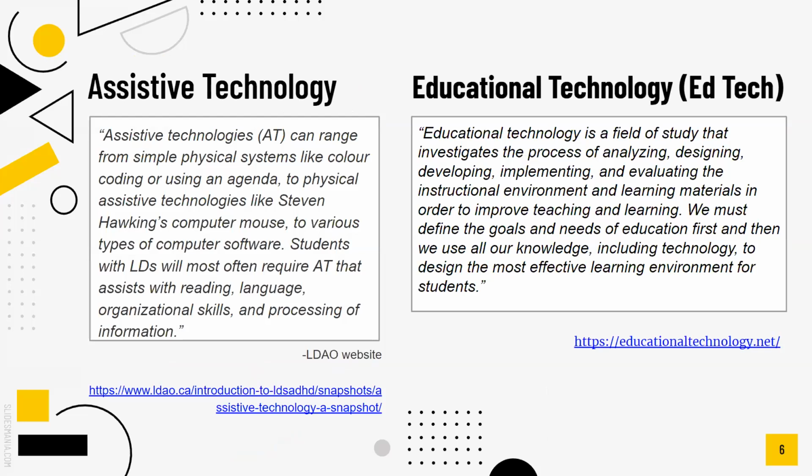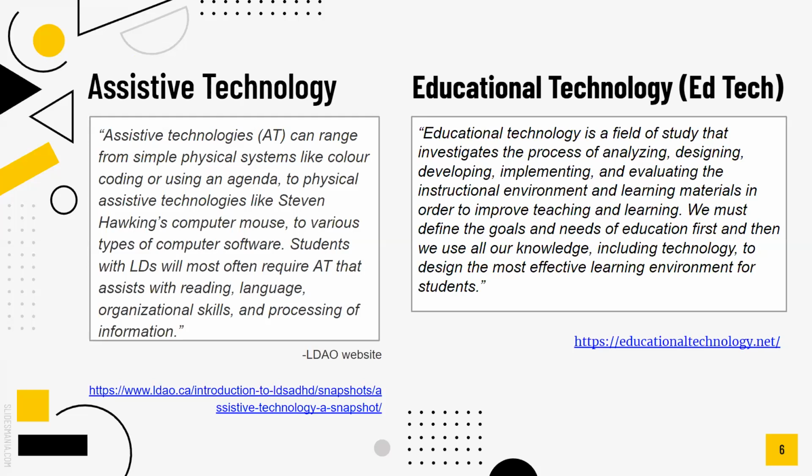So we wanted to take a moment to talk about the difference between assistive technology and educational technology, as these are very popular terms right now, given our current climate. Assistive technology, as Emily mentioned, is any device or equipment that helps people work around their challenges. So as previously mentioned, assistive technology can be a simple physical system like color coding, using an agenda, a timer, or even a reading guide. I'm going to show you a reading guide later on in this presentation.